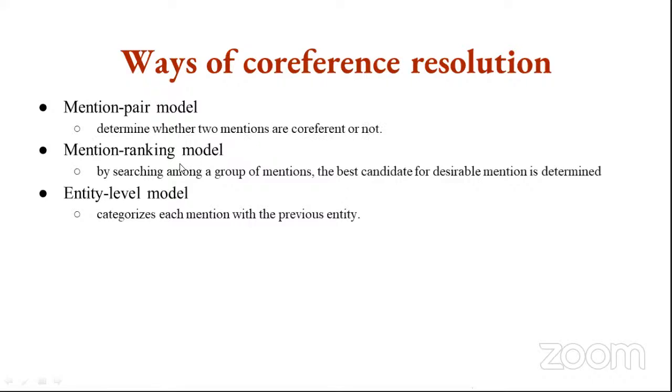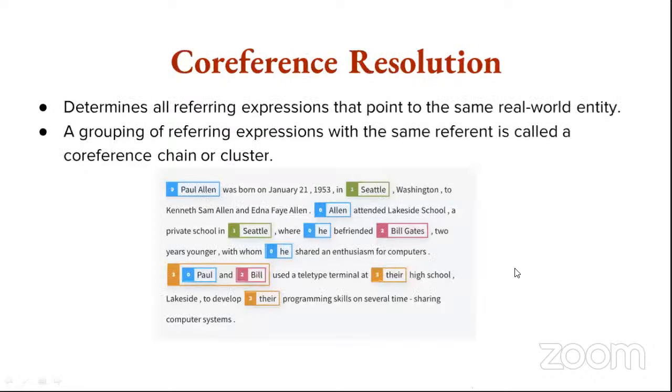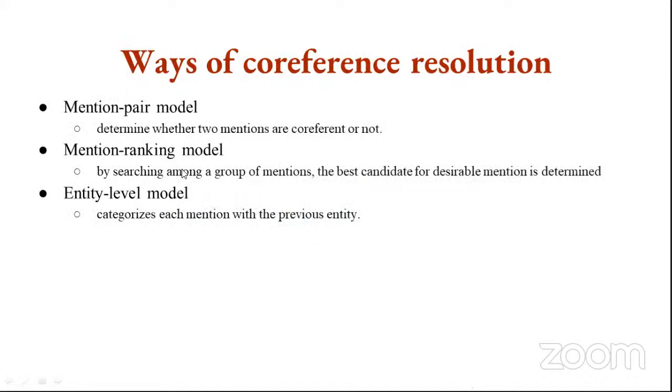Then there is a mention ranking model. By searching among a group of mentions, the best candidate for the desirable mention is determined. So basically, we have to search which mention Paul Allen can be grouped with. It cannot group with Seattle, but it can easily group with Allen. Again, it cannot group with Seattle, but it can group with he. So this is called the mention ranking model.